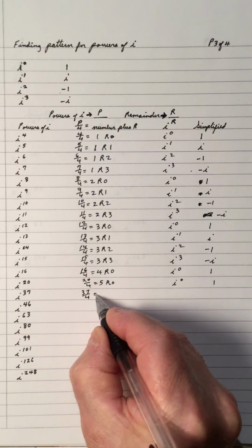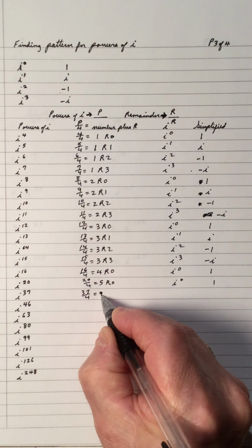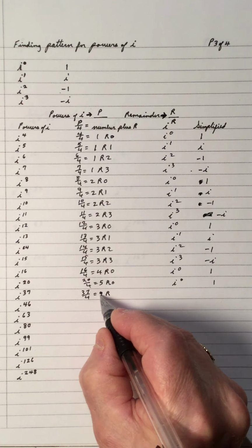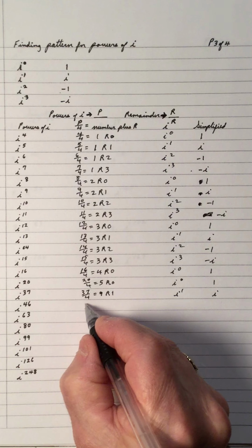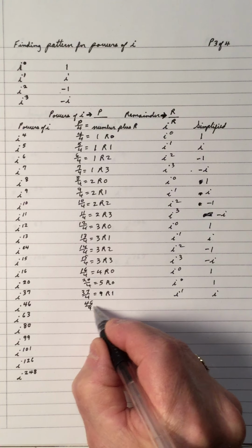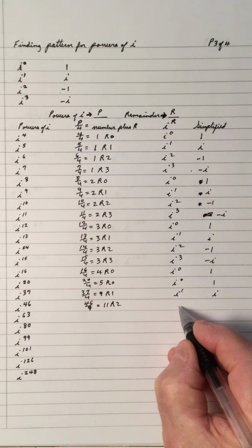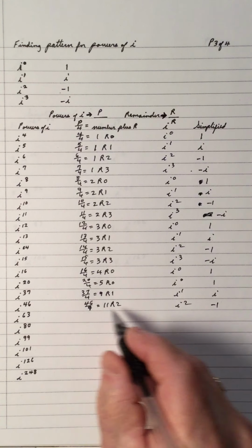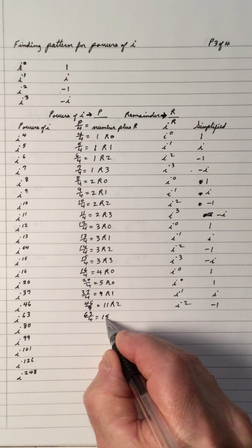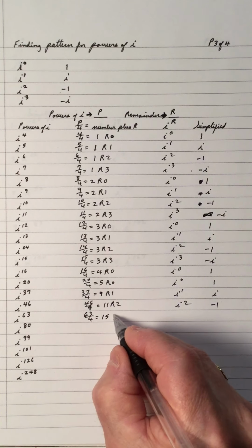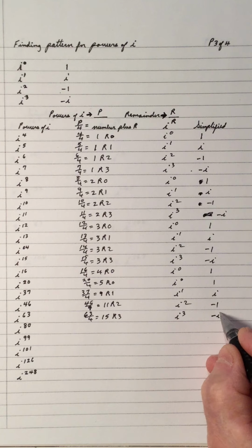37 divided by 4. 4 nines are 36, and 1 left over. So that's i to the 1, or i. 46 divided by 4 gives me 11, which is 44, and there's 2 left over. That's i squared, which is -1. 63 divided by 4 gives me 15, and 4 times 15 is 60, so that's a remainder of 3. So i cubed is -i.